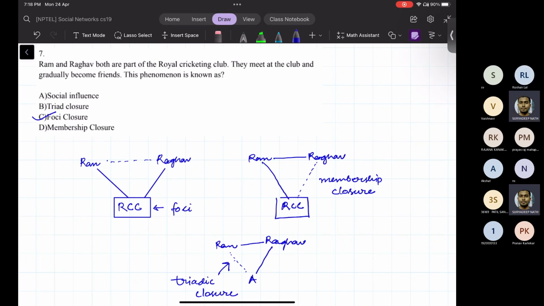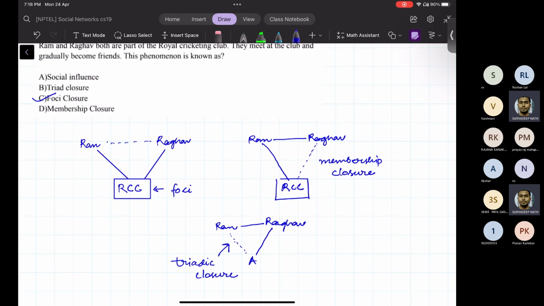So in triadic closure, you need three persons. RCC is an organization. When you talk about triadic closure, you talk about three same kinds of nodes. If you're talking about people, here Ram and Raghav are two people. So you consider one more person, A. Ram is already friends with Raghav, and Raghav is already friends with A. Now triadic closure happens if Ram and A become friends. That concept is known as triadic closure.